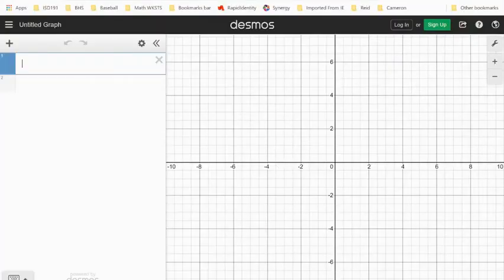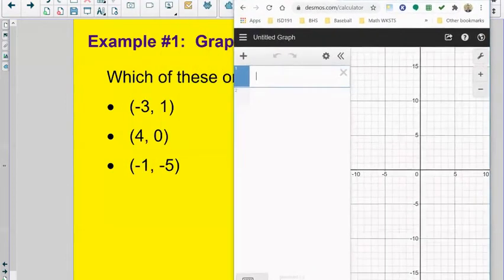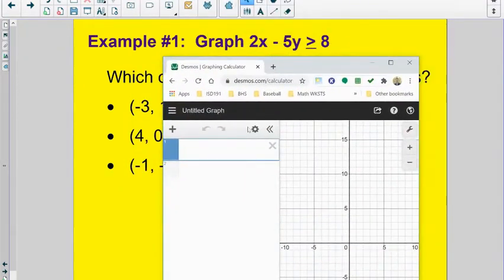the graphing calculator. And there we go. I want to type in exactly what I see in my inequality. So 2x minus 5y is the left-hand side. And then I want the greater than or equal to symbol. So I start by typing greater than, and then I press equal. And it will automatically add the little line underneath the inequality. And then I finish it off with an 8.